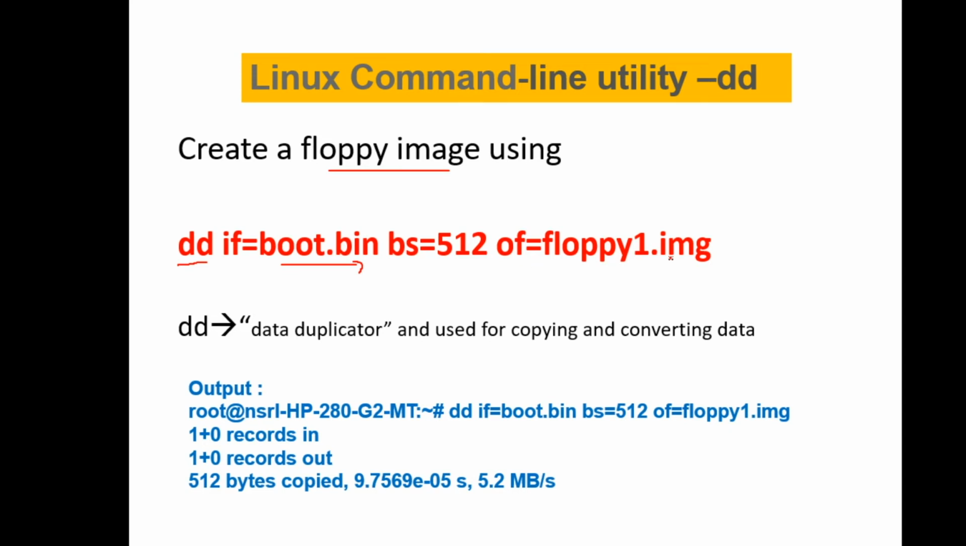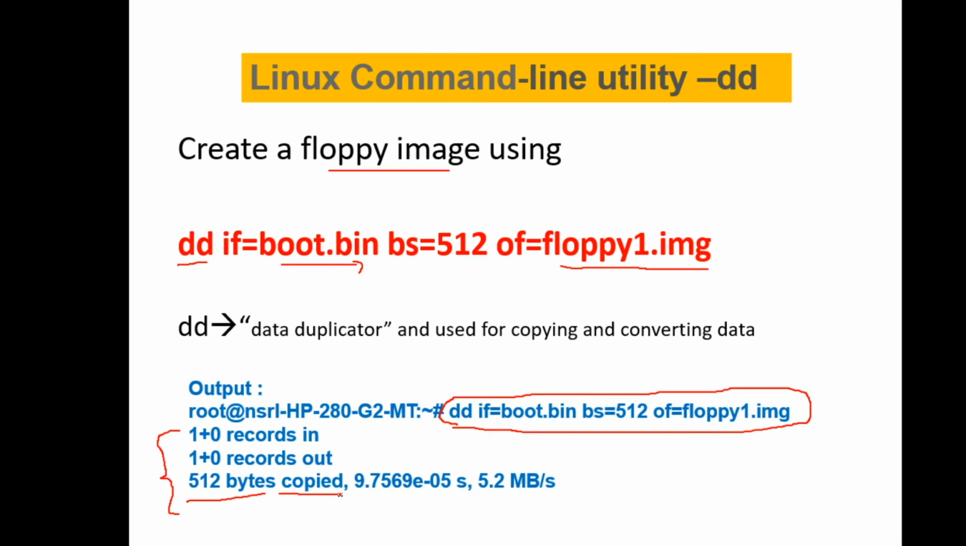The image file has been created. So your output file will be of name floppy.img. Output file of is equal to the floppy.img. And the byte size given here is 512. So when I type this dd command in the Linux command window, I will get the output like this. 512 bytes got copied. Like this, you will get the output.